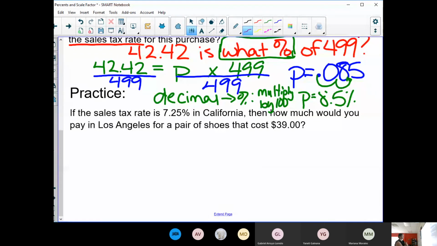All right, you're close, Gabriel. You forgot to do one thing to your percent. What did you forget to do? And you also forgot one more thing too. Okay, you forgot to change it to a decimal. Okay.